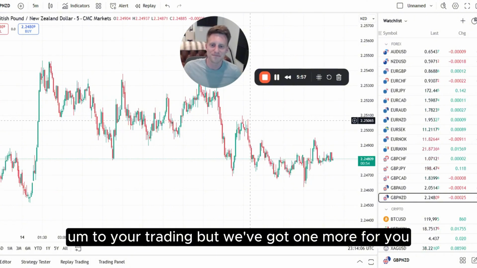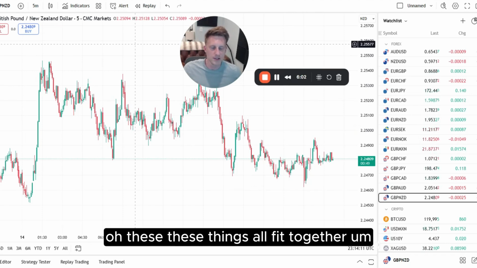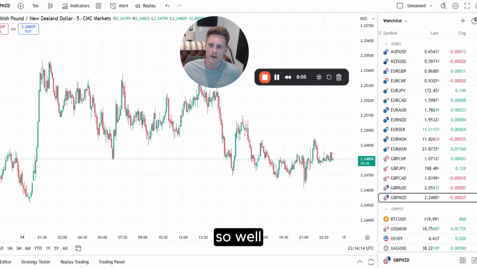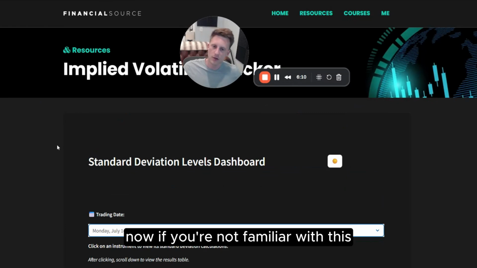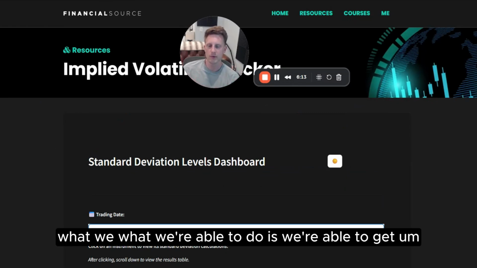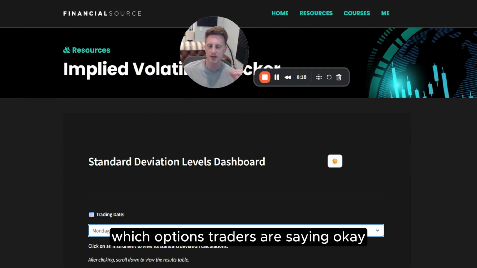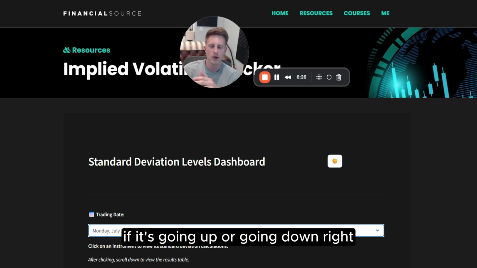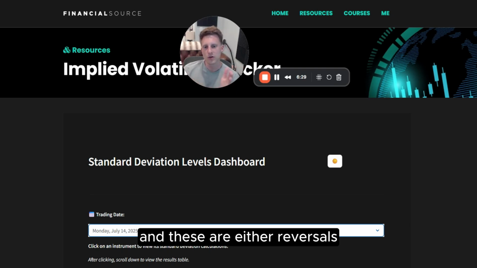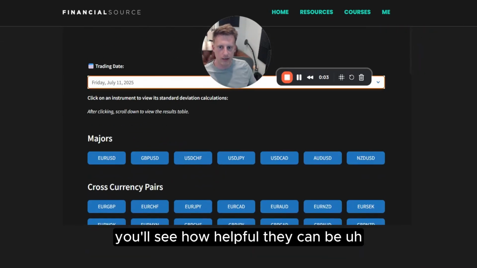But we've got one more for you. And so the last one to incorporate, which was just cool because I was just seeing this today and I was like, oh, these things all fit together so well. But the last factor is our implied volatility indicator. Now, if you're not familiar with this, what we're able to do is get levels from the options market, which options traders are saying, okay, these are major levels, major potential turning points where the market could get exhausted if it's going up or going down, right? And these are either reversals or at least a place where the market will pause. You'll see how helpful they can be to your trading in this case.